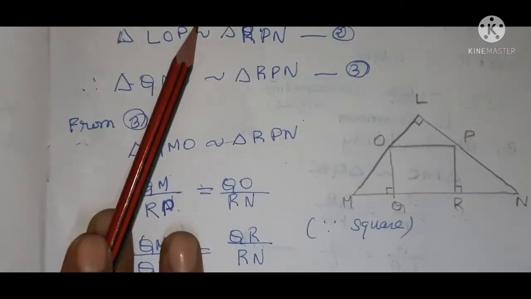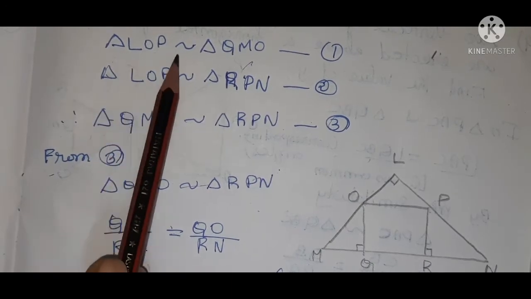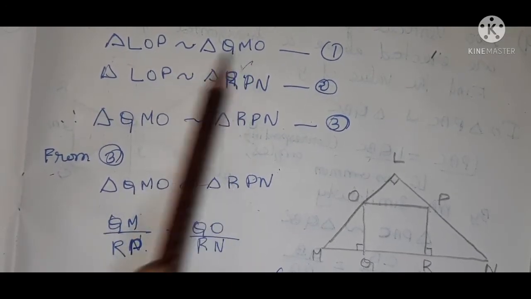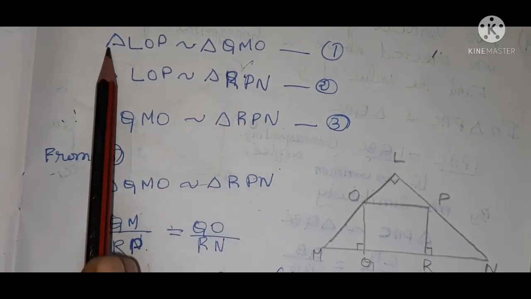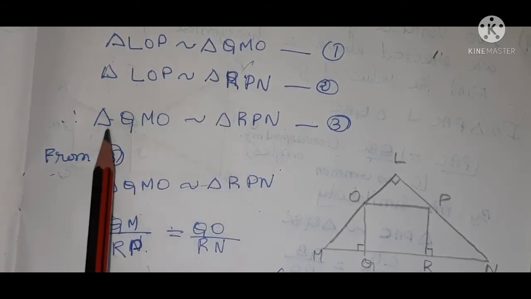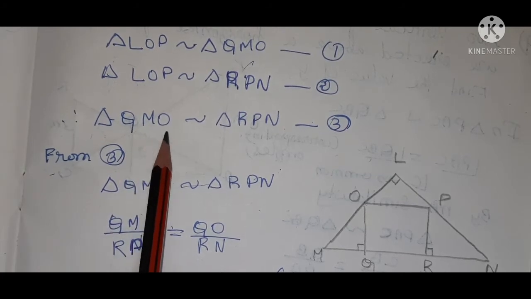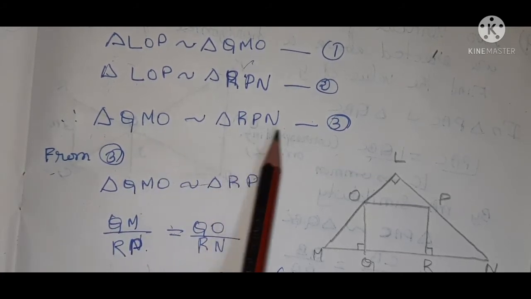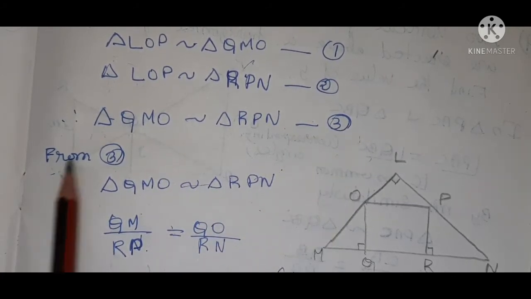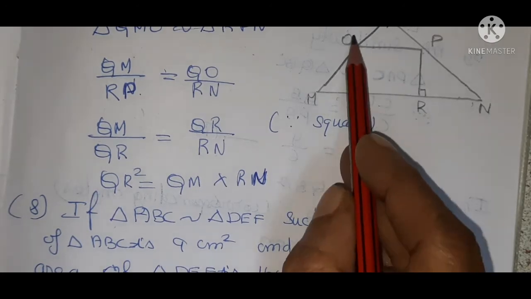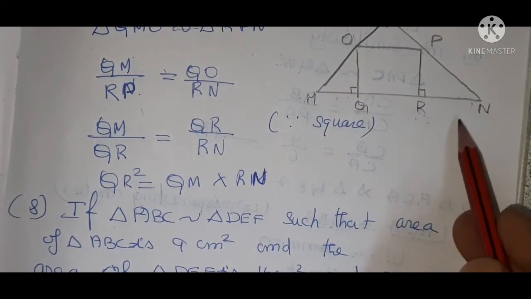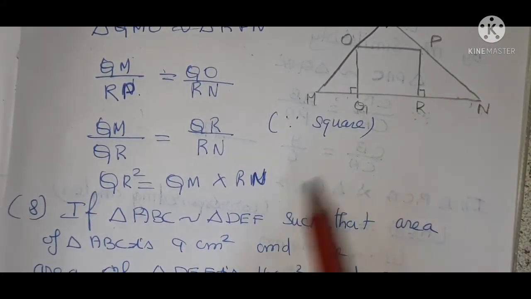From 1 and 2, first one, triangle LOP is similar to triangle QMO. The second one, triangle LOP is similar to triangle RPN. Left sides are equal, so right sides are equal. Triangle QMO is similar to triangle RPN, taken as 3. From these two triangles, triangle QMO is similar to triangle RPN.